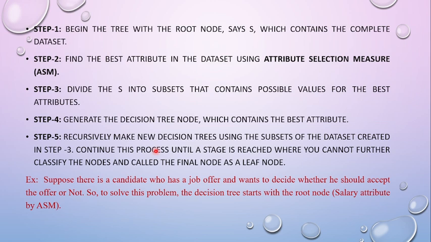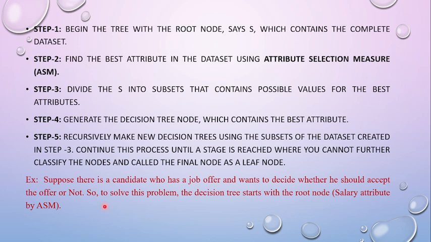If you have a tree, you can find the attribute in the dataset using the attribute selection measure. Later we can extend the Python code with the help of the decision tree algorithm, and we can solve any case study question or any problem. Let's assume that we have a problem. Suppose there is a candidate who has a job offer and wants to decide whether he should accept the offer or not. To solve this problem, can we use a decision tree? Yes, we can, because the decision tree always starts with the root node and so on.